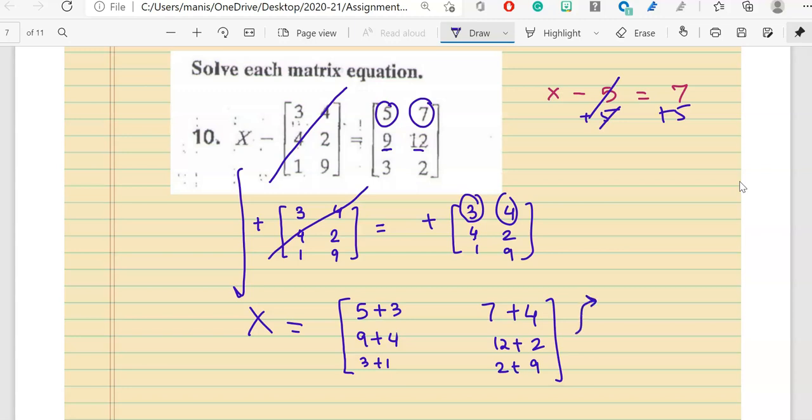So what is my final answer? x is equal to 5 plus 3 is 8. 9 plus 4 is 13. 3 plus 1 is 4. This is 11. That's your 14 and that's your 11.